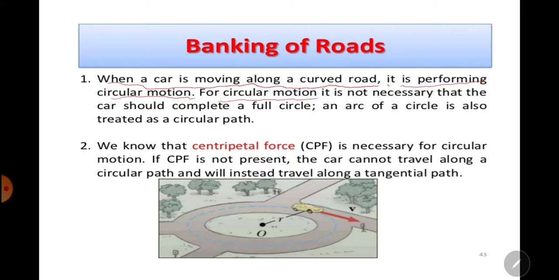If centripetal force is not present, the car cannot travel along a circular path and will instead travel along a tangential path. For example, if this car is moving in this circular path, and here there is no necessary centripetal force on this car, it will move in this path tangent to the path. Tangent is a line which touches the circle at a single point.